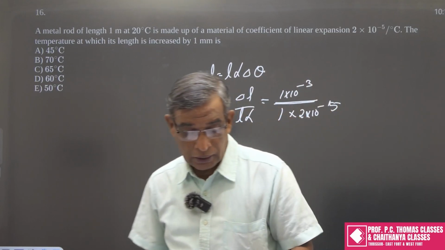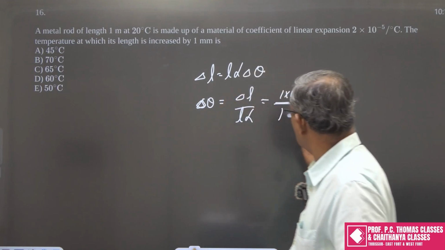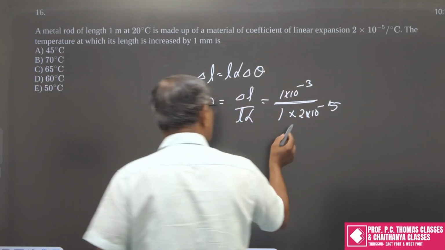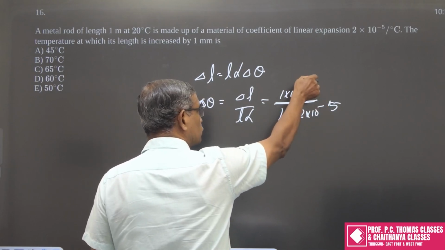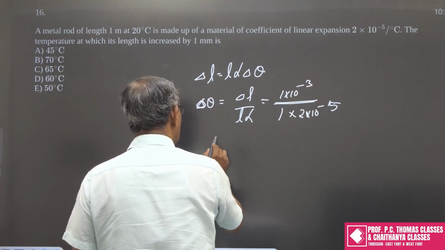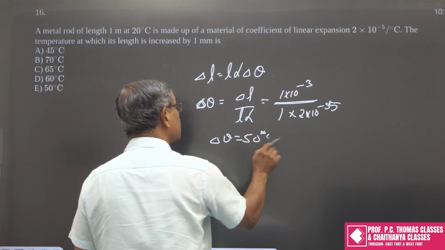Simplify and get the value. On simplification, what is delta theta? This is 10 raised to 2 by 2, which is 50. Delta theta is equal to 50. The increase in temperature is 50 degrees centigrade.